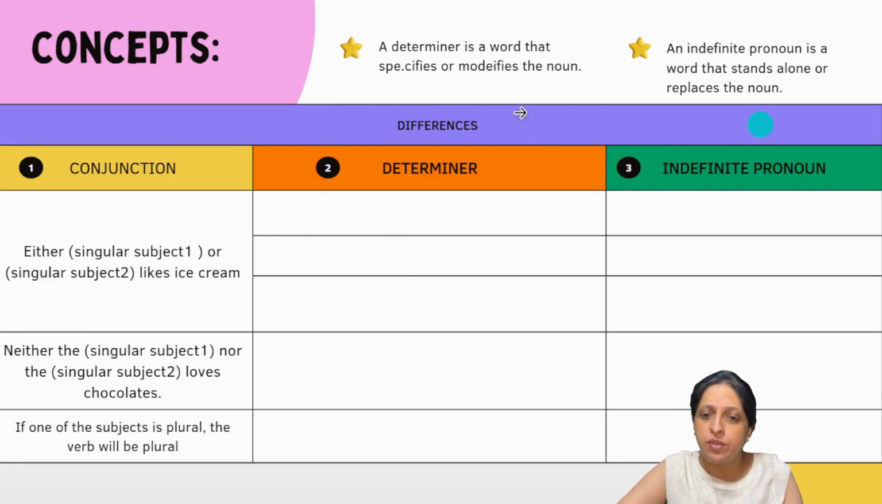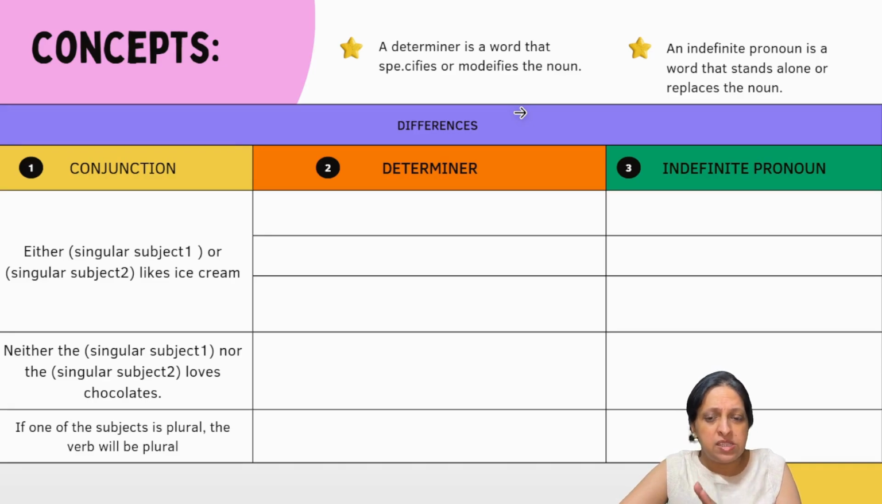And what are indefinite pronouns? An indefinite pronoun is a word that can stand alone or it can replace the noun altogether. We know that pronouns are words that replace nouns. So for example, someone is Ravi, we can say he instead of saying Ravi. Or we can say give it to him, when I mean to say it has to be given to Ravi. Same way, either, neither, each can also be used as a pronoun when they stand alone or when they replace a noun.